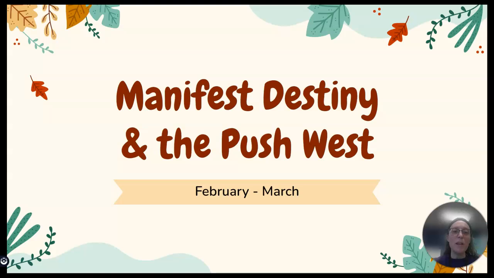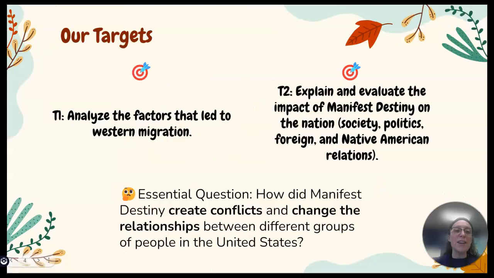Hello, this is the vocabulary video for the first part of the Manifest Destiny unit. Our targets for this unit are to analyze the factors that led to Western migration, and then to explain and evaluate the impact of Manifest Destiny on the nation. So society, politics, foreign and Native American relations.